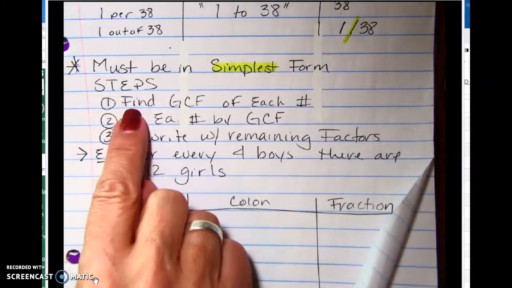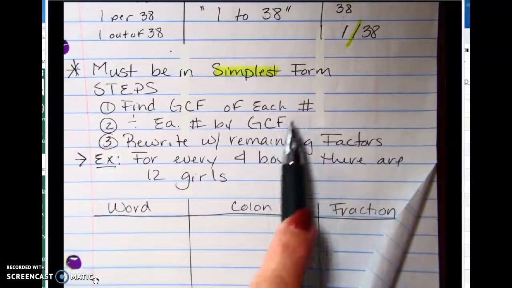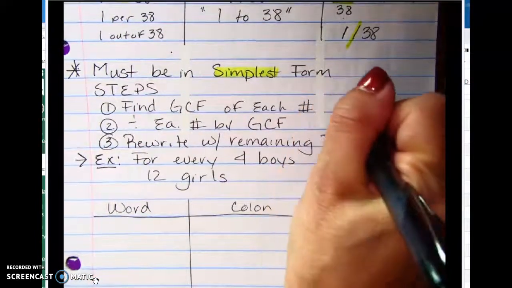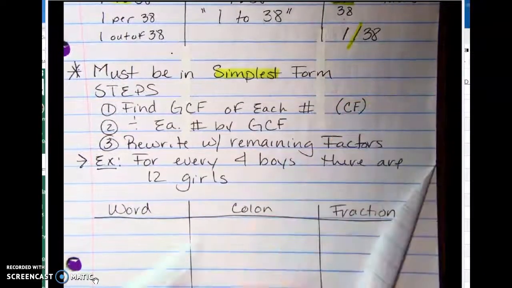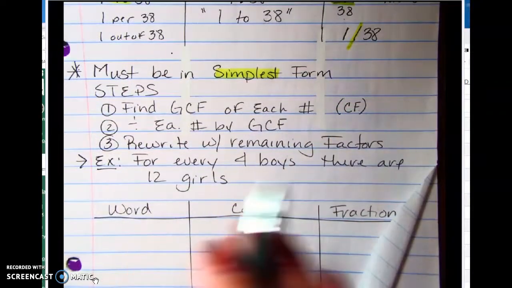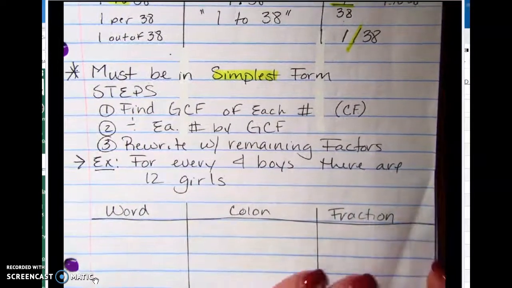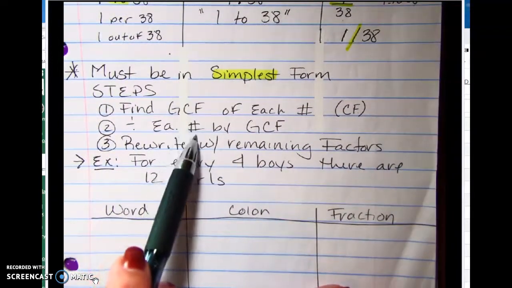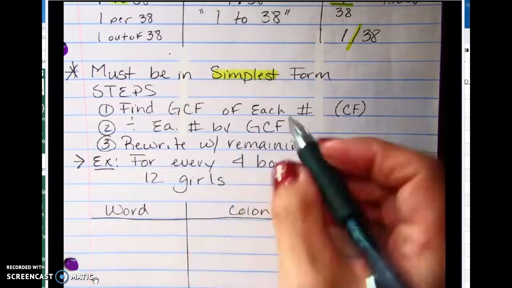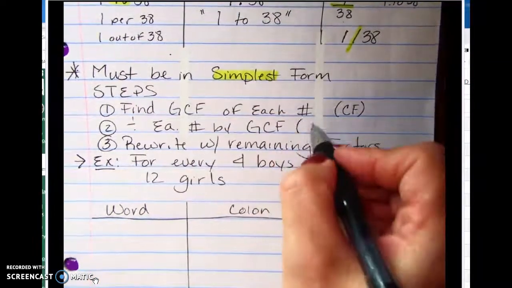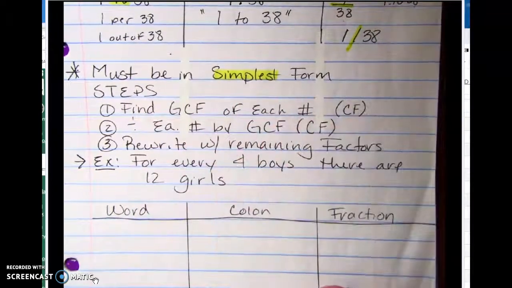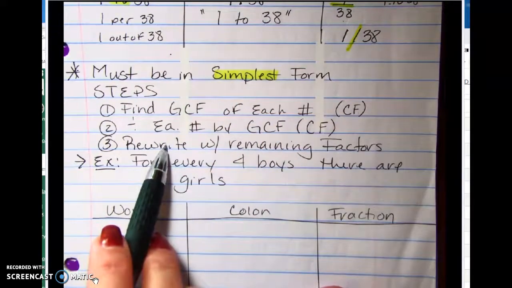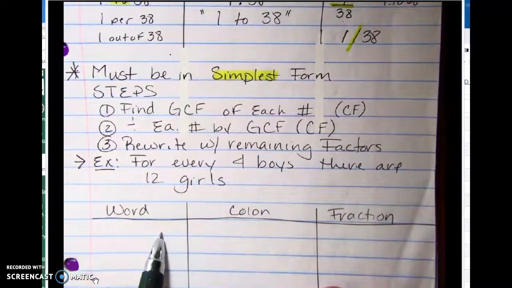So step 1 is to find the greatest common factor of each number. Now, if you're struggling finding the greatest common factor, you can always just find a common factor and then keep whittling your way down. The second step is to divide each number by the greatest common factor. Like I said, you might have to just use the common factor and keep whittling it down. Then you rewrite with the remaining factors. So we're going to use this one as an example.